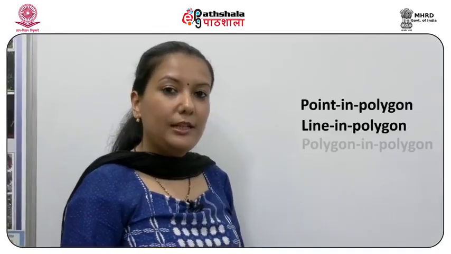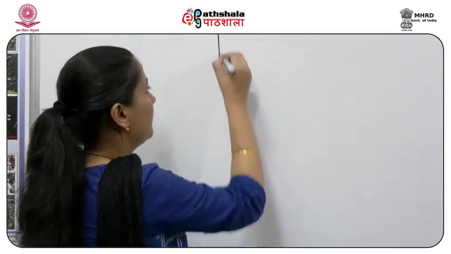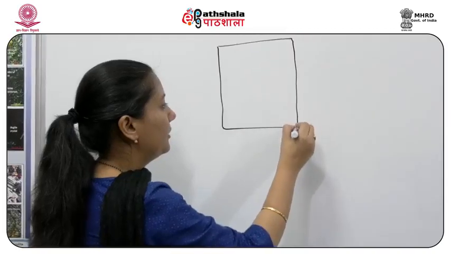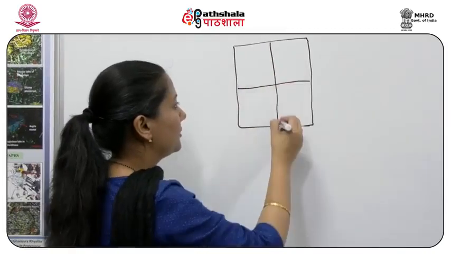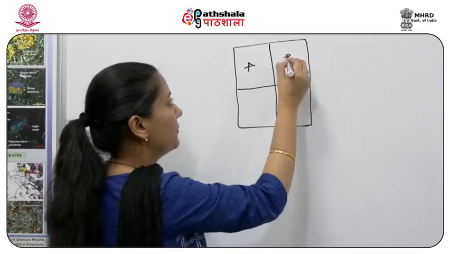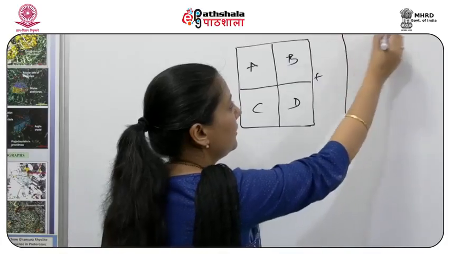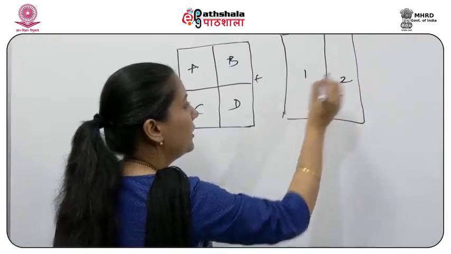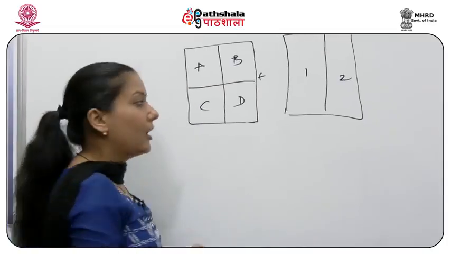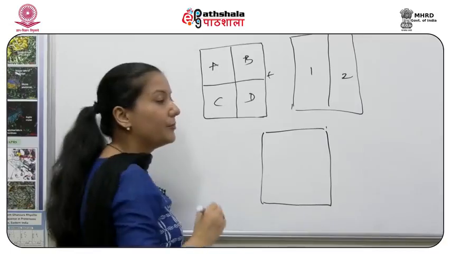Our third overlay involves polygon in polygon. So suppose you have 2 polygon datasets. For your ease I am using straight lines for the polygons. So there are 4 polygons here and another feature layer here where we have only 2 data. So as you can understand, the output should be similar to the line and the point data.